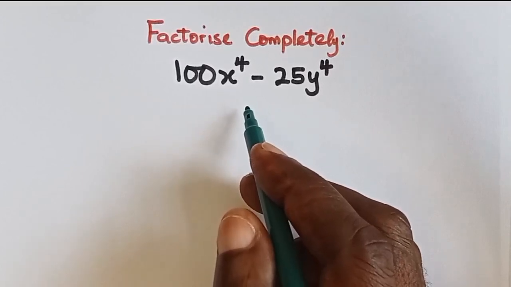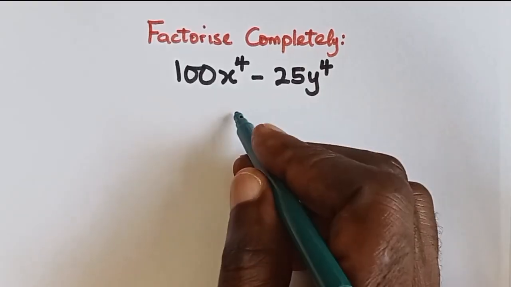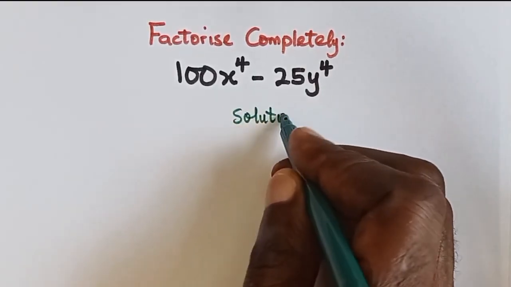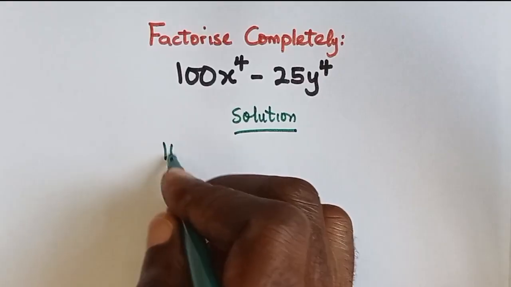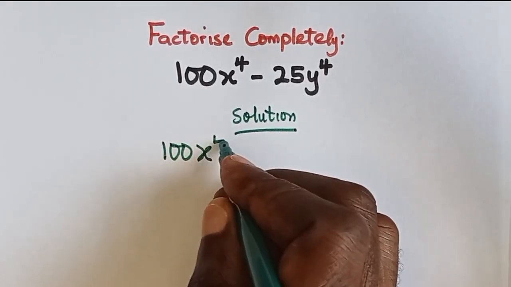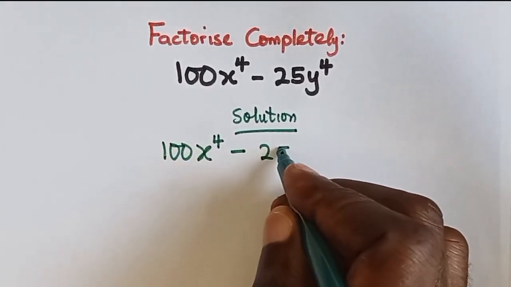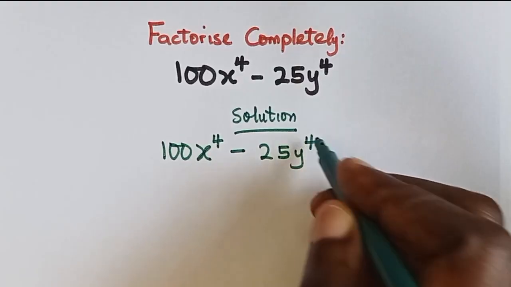In this video, I want to show us how we can factorize this completely. Right, solution. We have 100x raised to the power 4 minus 25y raised to the power 4.